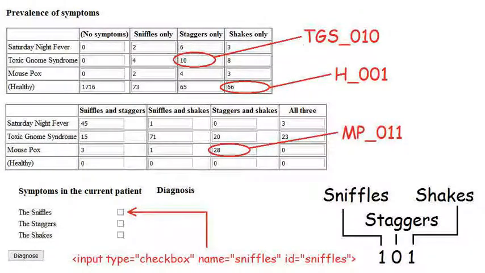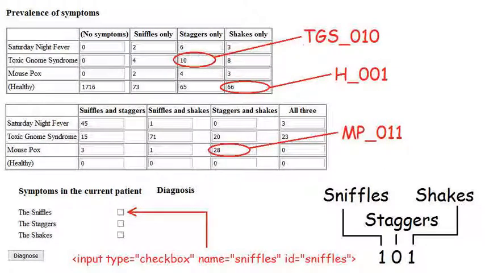The screen also has 3 checkboxes labelled sniffles, staggers, and shakes, so that you can tell the computer program about the patient who is right in front of you and whose ailment you are trying to diagnose. Take a look at his sorry state, click the relevant box or boxes, and click on Diagnose. The program then gives you the probabilities that the patient has each of the 3 diseases. The cells of the table are input fields with default values, so that you can alter the numbers and re-diagnose to see how your changes affect the different probabilities.